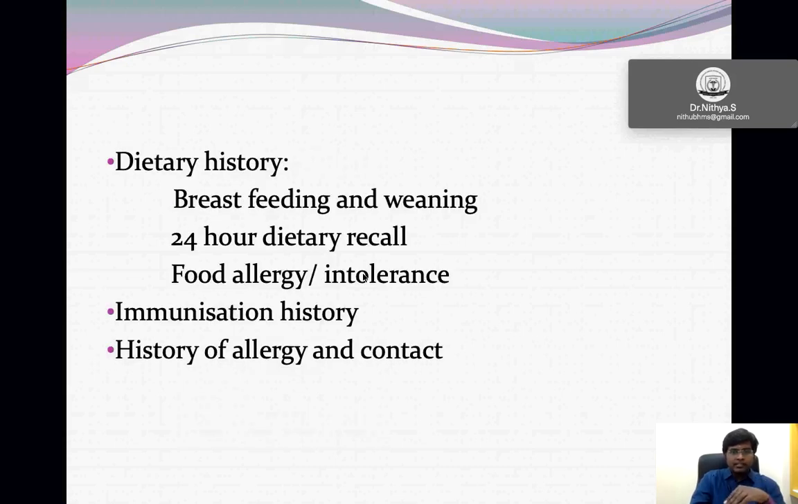So next is the dietary history. Coming to the dietary history, you should concentrate mainly on breastfeeding, because breastfeeding is the most important nutrition for the child in the pediatric age and also for long-term immunity in the adult.